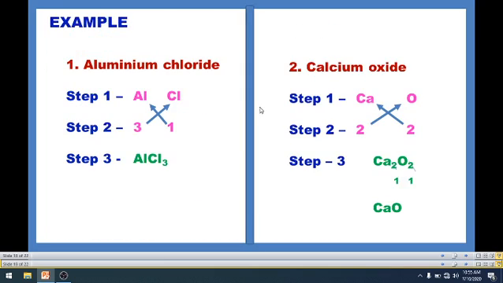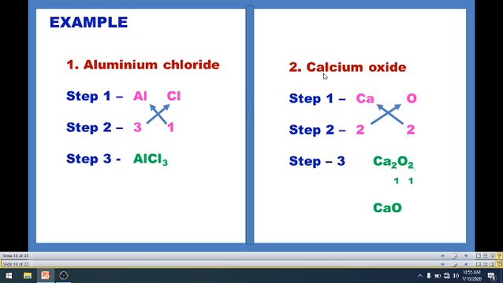Aluminium chloride. So first up, what do we want to do? We want to write the symbol. Aluminium Al, chloride Cl. In step 2, we want to write the valency. Valency of aluminium is 3, valency of chloride ion is 1. So in the next step, we want to interchange the valency. So valency of aluminium is shifted to chloride ion, valency of chloride ion is shifted to aluminium, and the valency should be written as a subscript. Valency 1 should not be indicated because it is written 1 times. Therefore, AlCl3 is the formula of aluminium chloride.